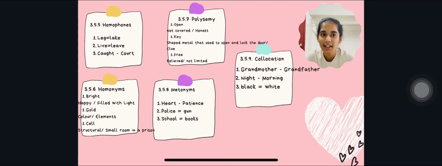And number 8 is metonyms, which means a relationship of words that is based on a close connection of everyday experience. So the first one is heart. We have the heart to have the patient. The second one is police. Police definitely have a gun to shoot someone.